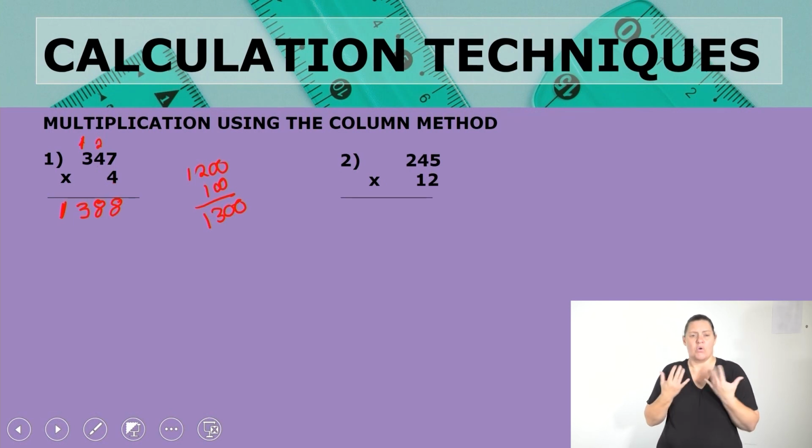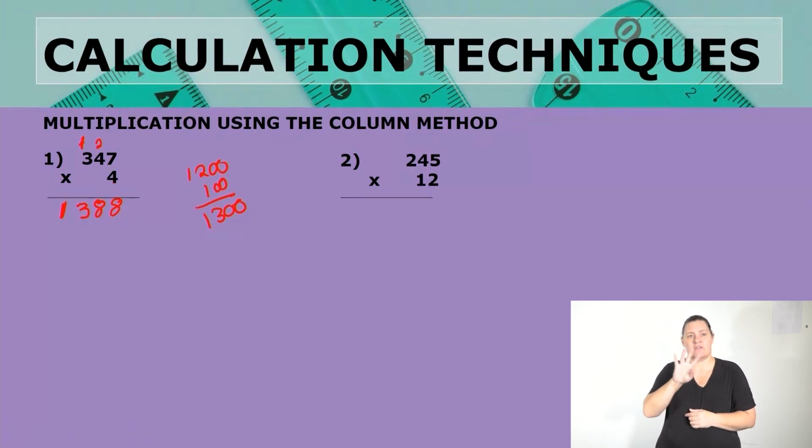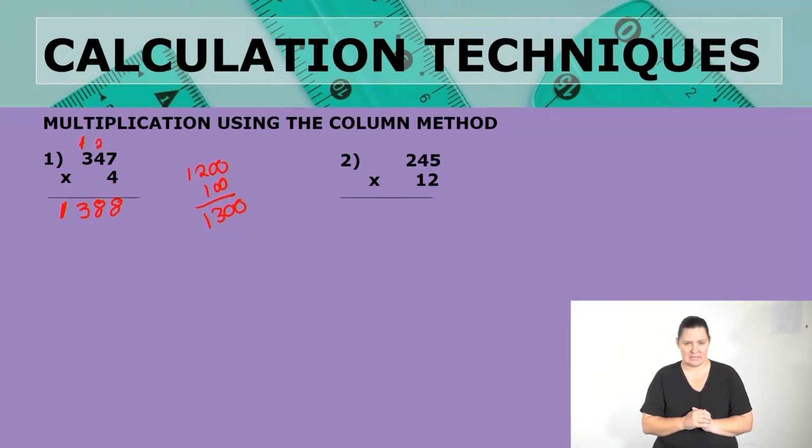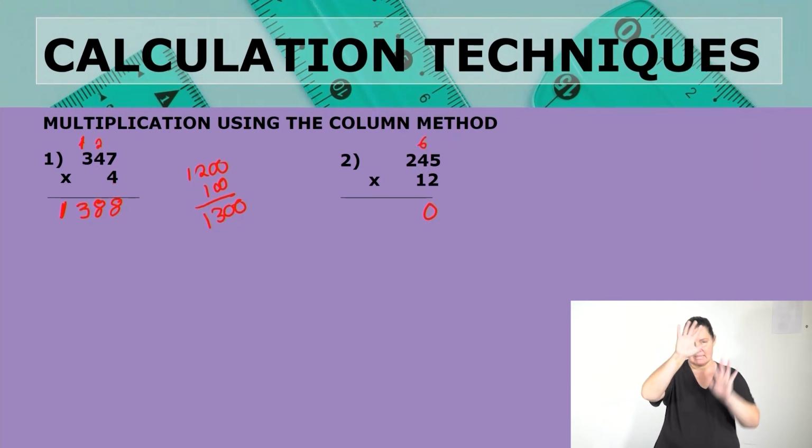So now we are going to multiply 245 multiplied by 12. So now we are going to say 5 ones multiplied by 12. Now if you remember, 5 times 12 is 60. So 60 means 6 tens. That means with the ones we have nothing. And we have 6 tens, so I'm going to write that 6 tens in the tens column.